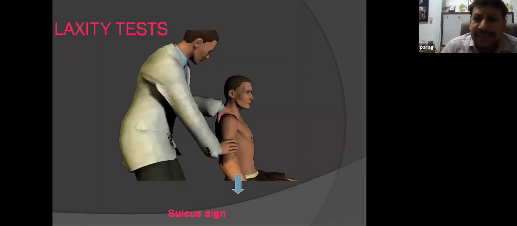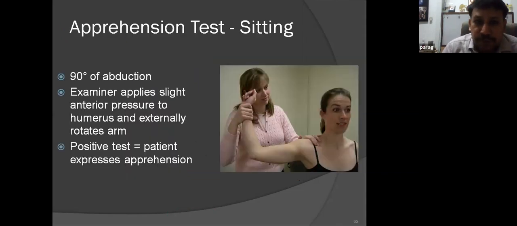The next test is called the sulcus sign, where you hold the arm and drag it down and see if there is a space that creates between the acromion and the humeral head. This is another sign for testing laxity of the connective tissue.